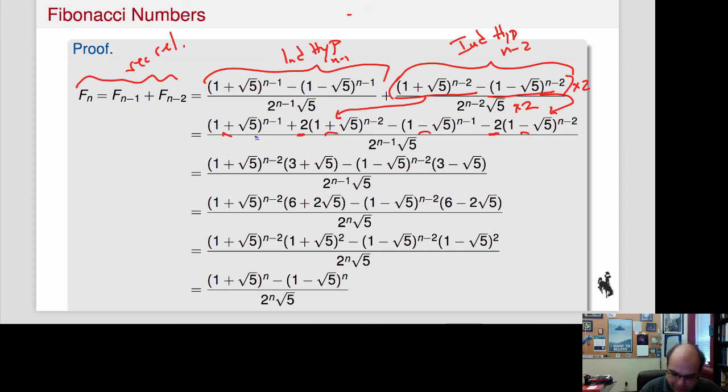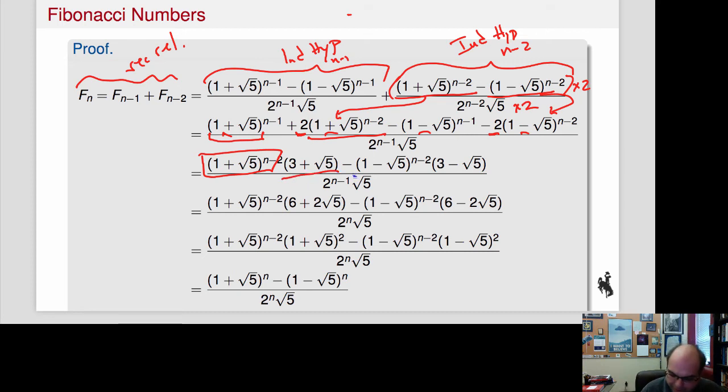Well, shoot, this is actually 1 plus square root of 5 times 1 plus square root of 5 to the n minus 2. So what I can do is factor out the 1 plus square root of 5 to the n minus 2. That comes out here, and what I'm left with is 1 plus square root of 5 plus 2. Well, that's just 3 plus square root of 5.